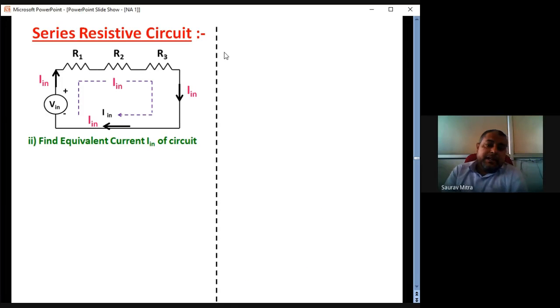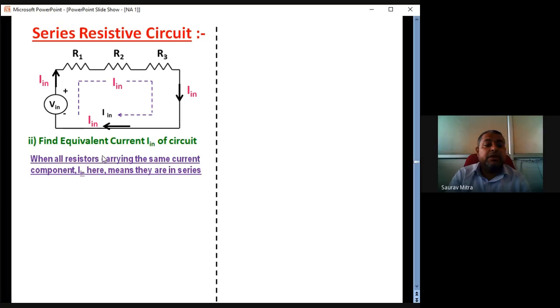Second point, here also find the equivalent current. The equivalent current has to be found when all resistors carry the same current component I in, which means they are in series. So how to understand whether a resistance is in series or not? The same current is circulating through all. In this case, there are 4 components: one is the input voltage, and the others are resistances R1, R2, R3. This Vin also may be in series or parallel with the resistance. You only think that resistance can be in series or parallel. No, the voltage supply also can be in series or parallel, and that makes a lot of difference.